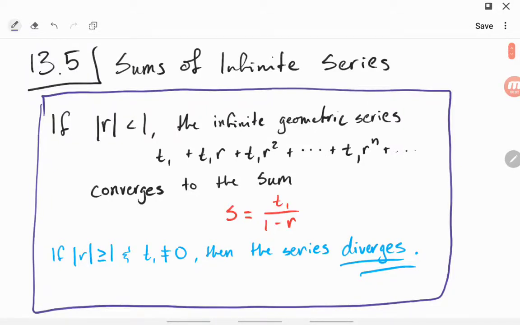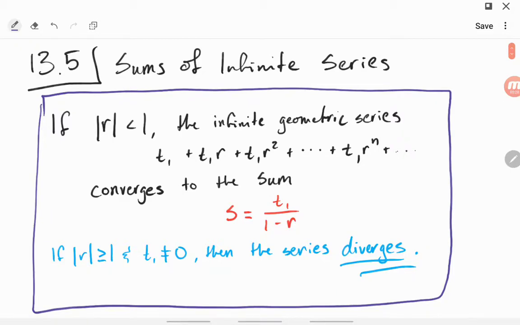We're in 13.5 in pre-calculus, and we're talking about the sums of infinite series. For those of you who want to get into the reason behind this theorem that I've written out right here, check out the Khan Academy video that I posted on LMS for you guys. For those who just want to know what the theorem is and be able to apply it, carry on.